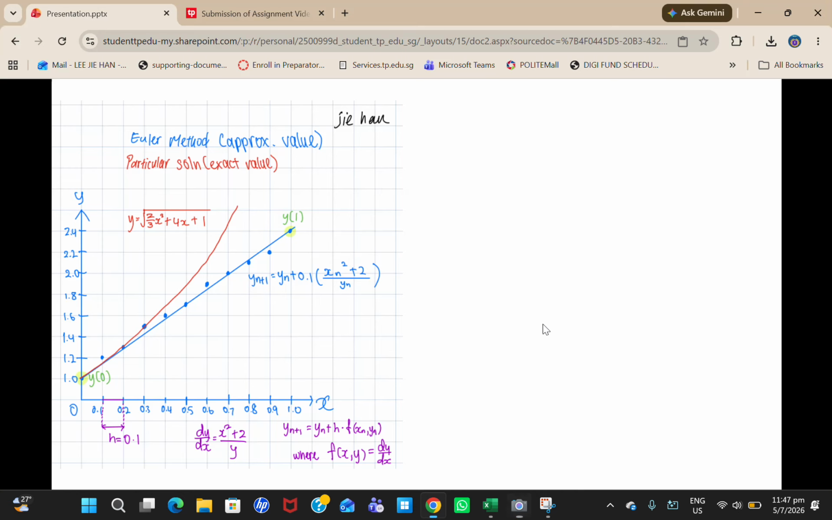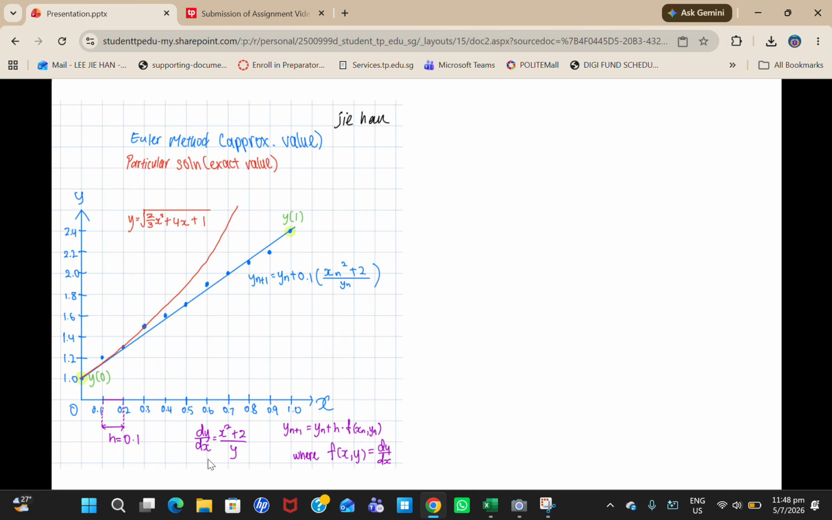the Euler's method. Firstly, the red curve represents the exact particular solution, which is obtained by solving the first order differential equation as shown, which will give me y equals square root of 2/3 x cubed plus 4x plus 1. However, an exact solution is not always possible to find, and this is why we use the Euler's method as a numerical approximation.